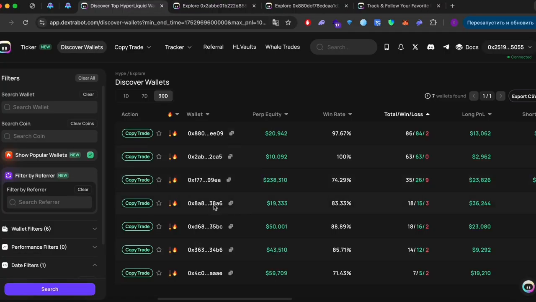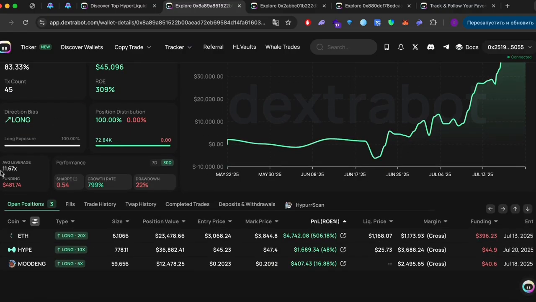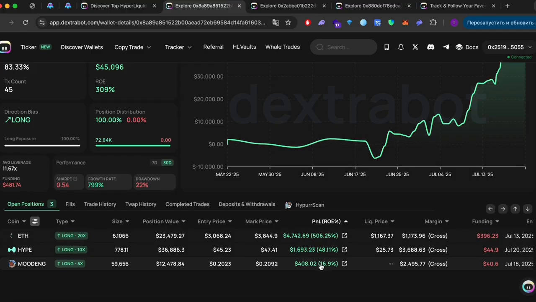Now let's take a look at the fourth address. Here we also see a pretty good picture in terms of the chart's growth. The balance is $45,000, a fairly high win rate. The average leverage is 11. Currently, there are 3 open profitable positions, which is also very important. Yes, it's good when the latest positions are in the green.